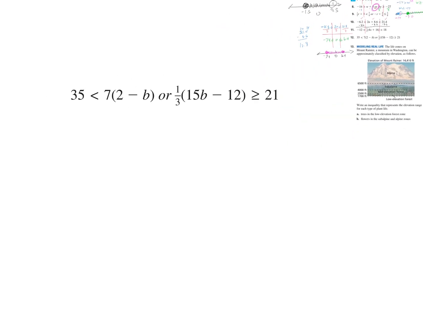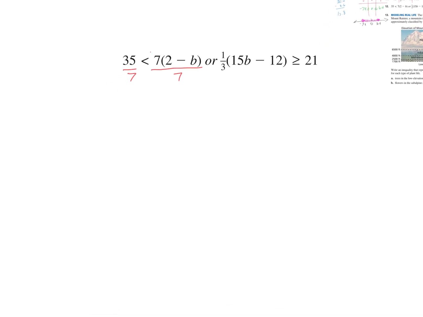So what I'm going to do is I'm looking at this. I have two different equations, right? So that big red thing is here just to kind of show that I'm going to do something over here, and it's going to have nothing to do with what's over here, okay? So let's go over here. I'm going to divide the whole thing by 7 just because I feel like it. And what's going to happen is these 7s are going to cancel, and I get 5 is less than 2 minus b.